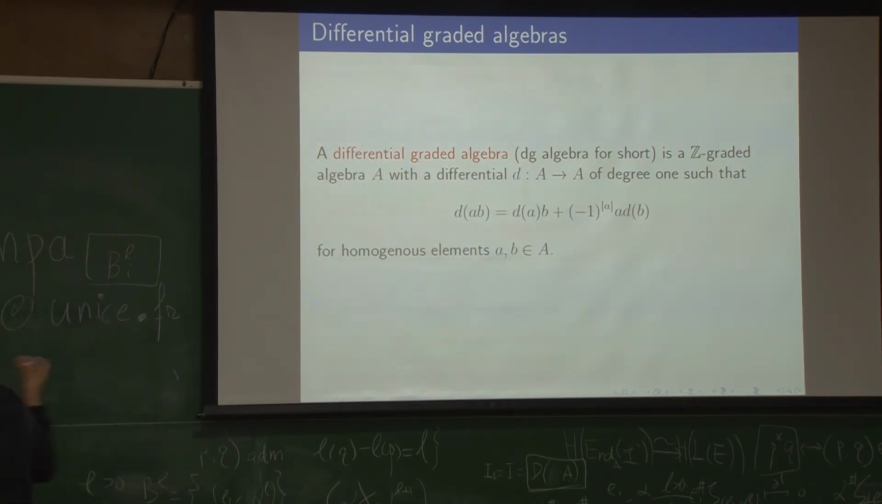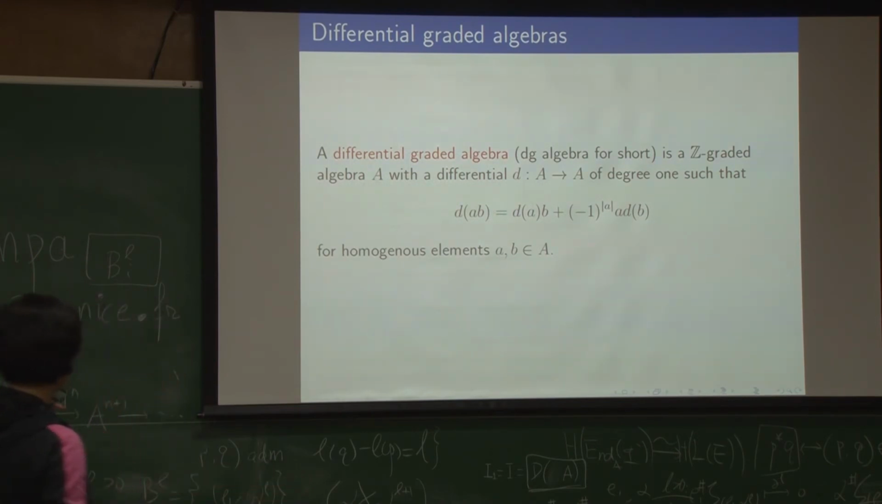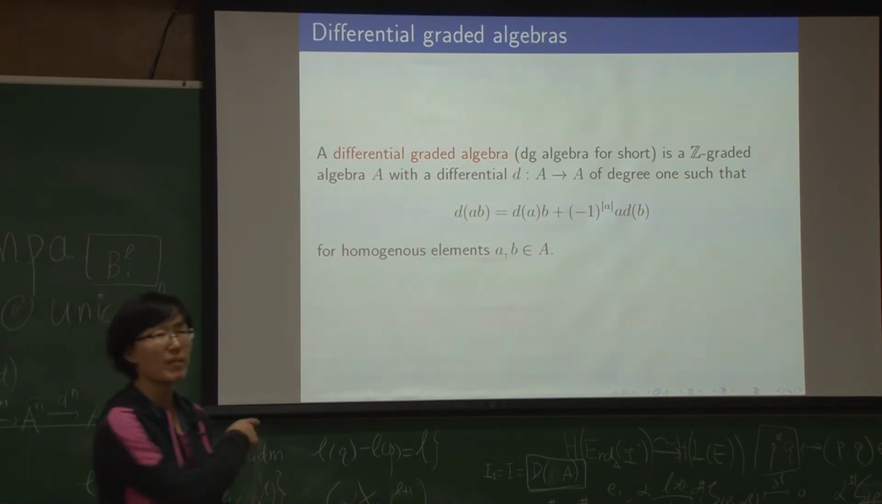That means for a differential graded algebra, it has a differential. We know that it's graded, so we can write it like this: degree n plus 1, and so on, n minus 1. Because it has a differential of degree 1, we have this. So we can consider it as a complex such that its differential is compatible with the multiplication.